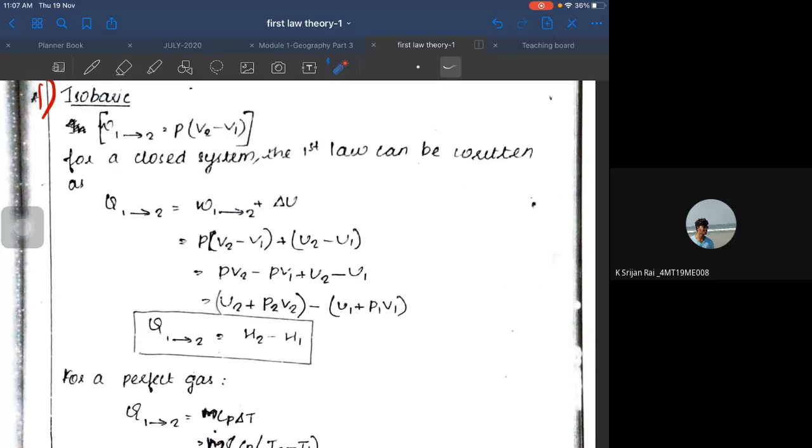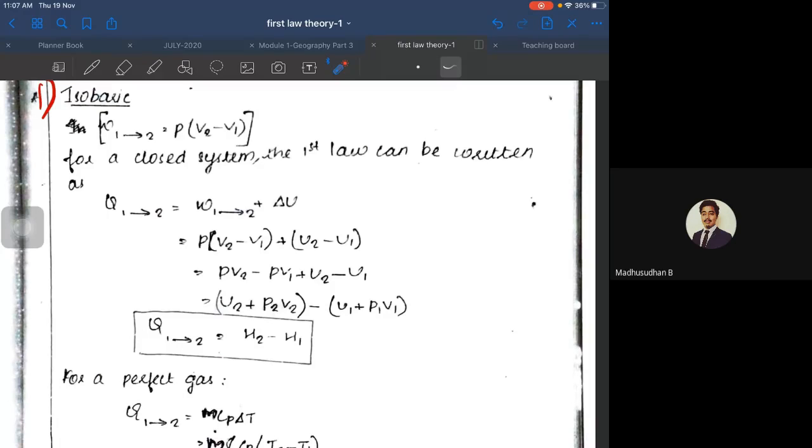Enthalpy. It's enthalpy. So the whole thing, U2 minus P2 V2, can be written as H2. Similarly, U1 plus P1 V1 can be written as H1. That means Q1 to 2 I can calculate to be the difference between the enthalpies between state 1 and state 2.